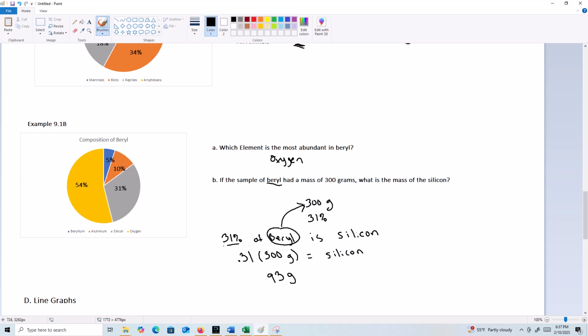So where did I get this statement, 31% of burl is silicon? I looked at the pie chart. 31% of burl, the whole, is silicon. Well, what is my whole? My whole is 300 grams. So 31% of 300 grams will be silicon.